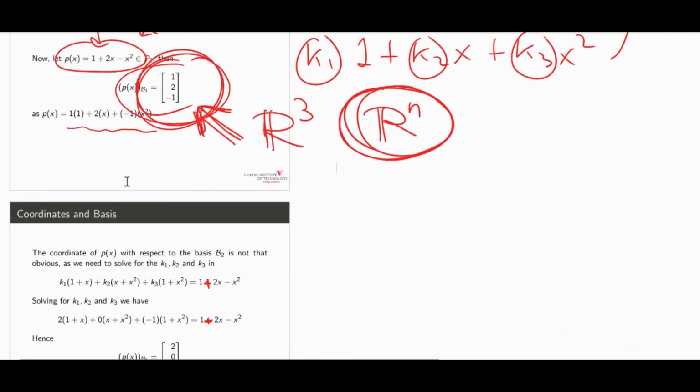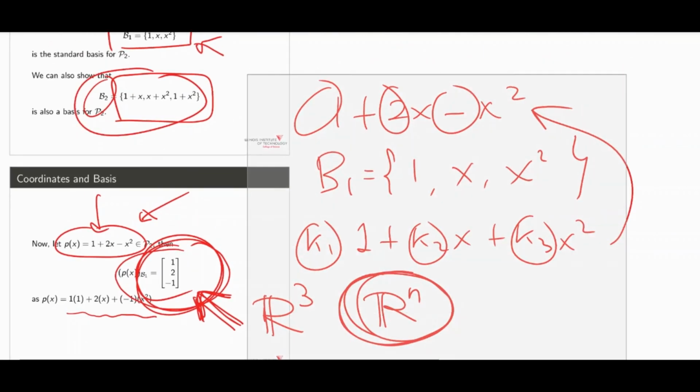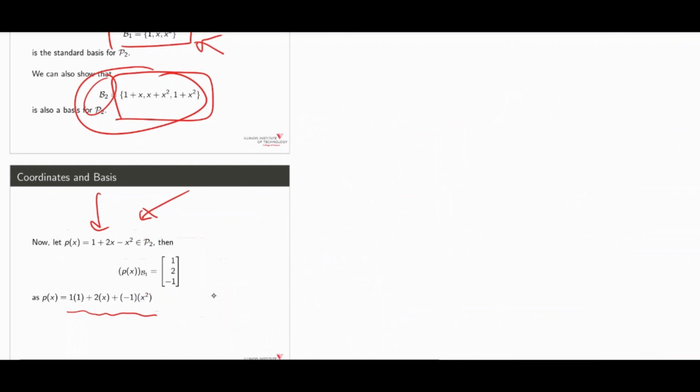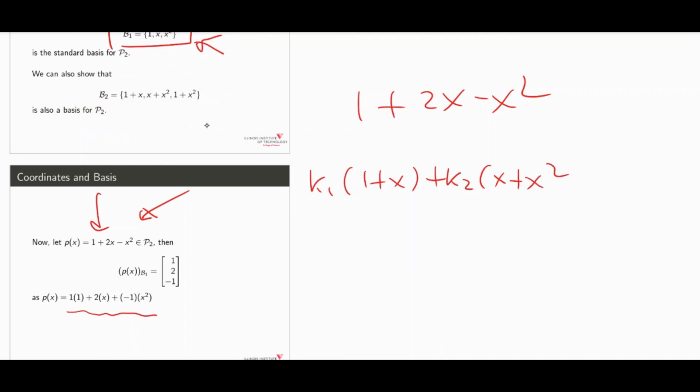If you are looking at B2, it is a little bit more complicated now, because B2 here is not our standard basis. You're looking for the coordinate of this polynomial 1 plus 2x minus x squared relative to this basis B2. So you have to find k1 of 1 plus x, plus k2 of x plus x squared, plus k3 of 1 plus x squared, and you want to set it equal to 1 plus 2x minus x squared.